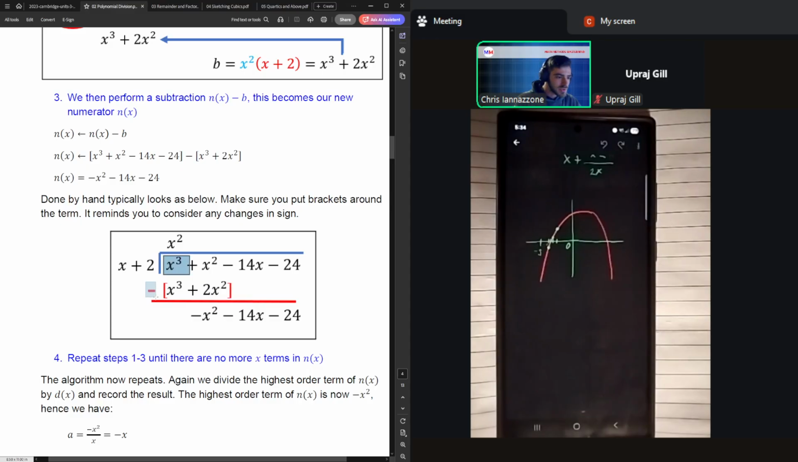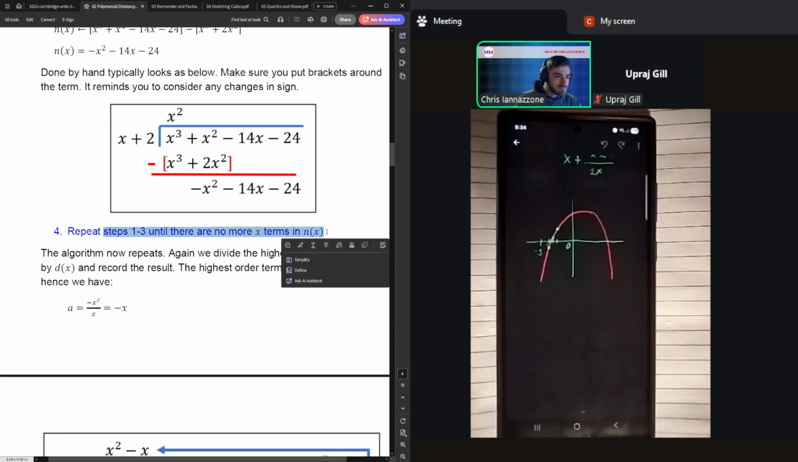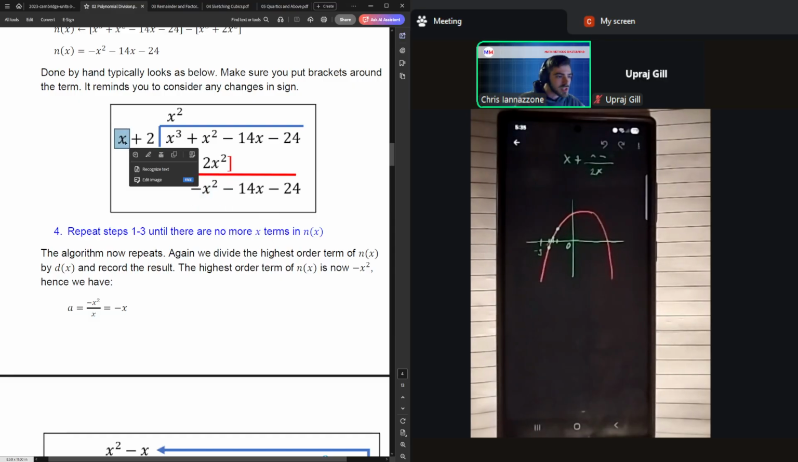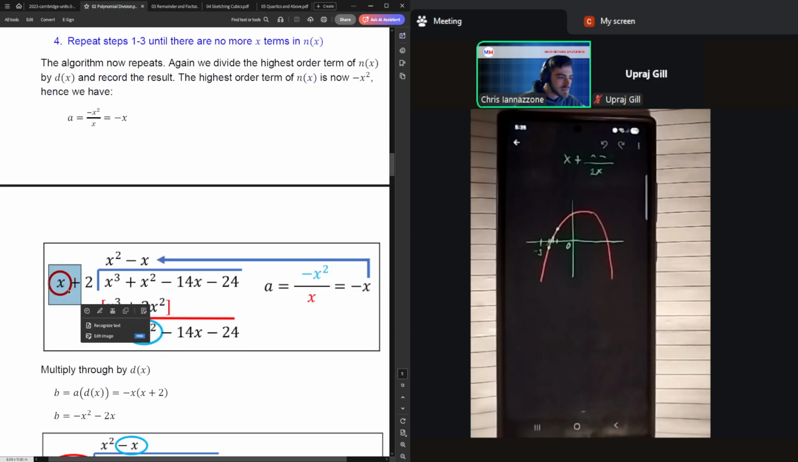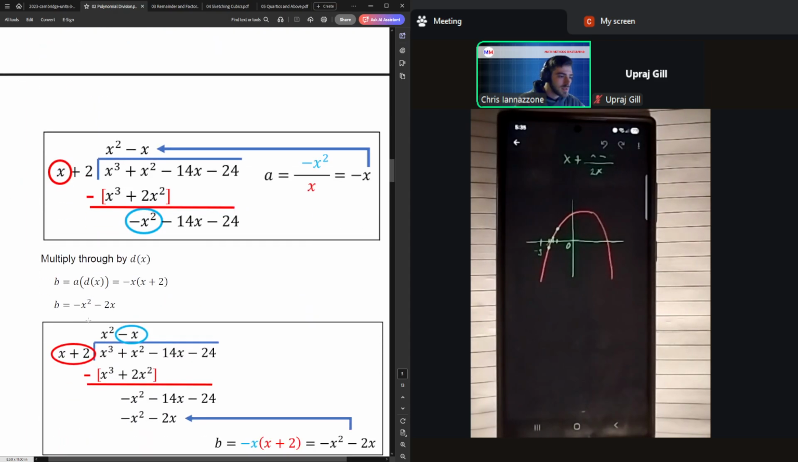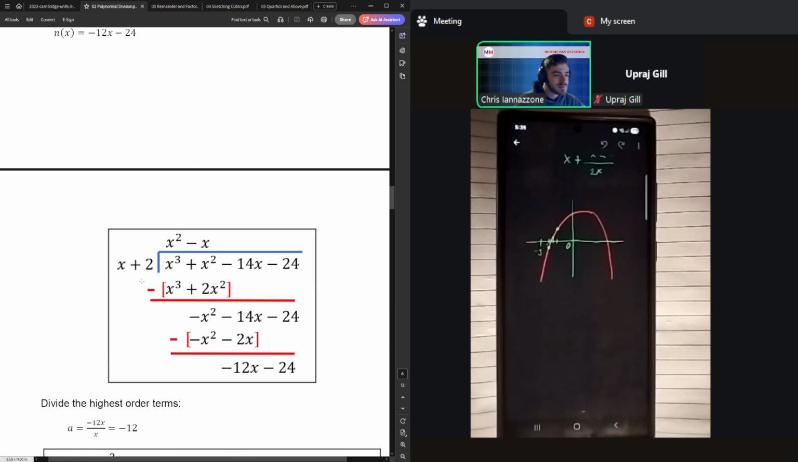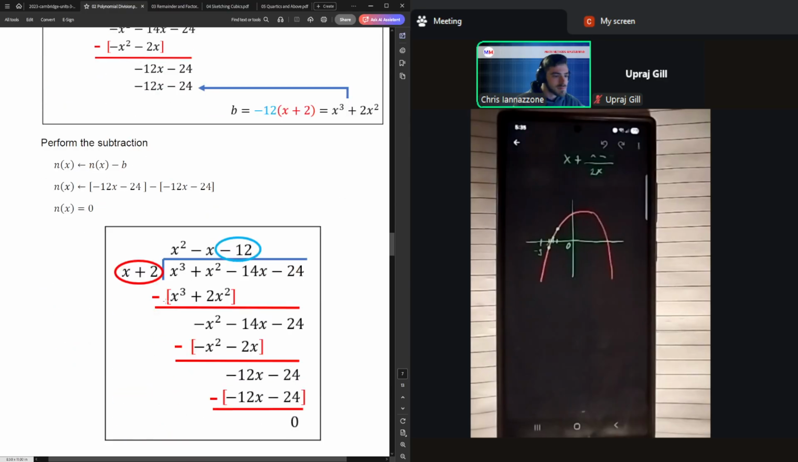So x cubed minus x cubed, 0. X squared minus 2x squared, minus x squared. There's a whole bunch of zeros here, so these are just going to keep their value. Then we just repeat those steps in order until we've basically got this down to nothing. So you do our division of the new biggest term by the biggest term of the denominator. So that's going to be this and that one, giving you negative x. Multiply, subtract, divide, multiply, subtract, divide, multiply, subtract.